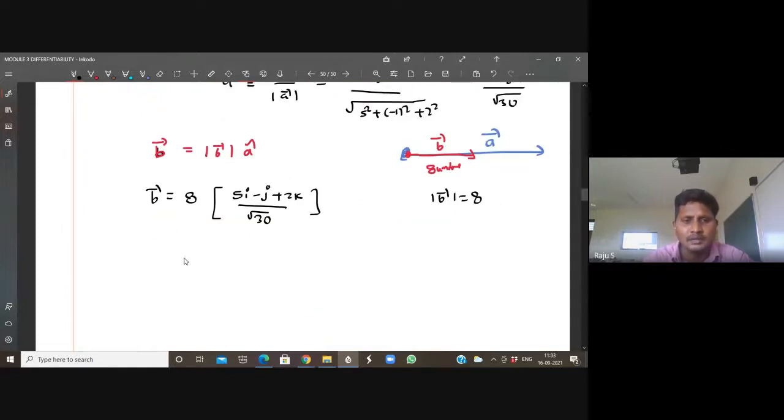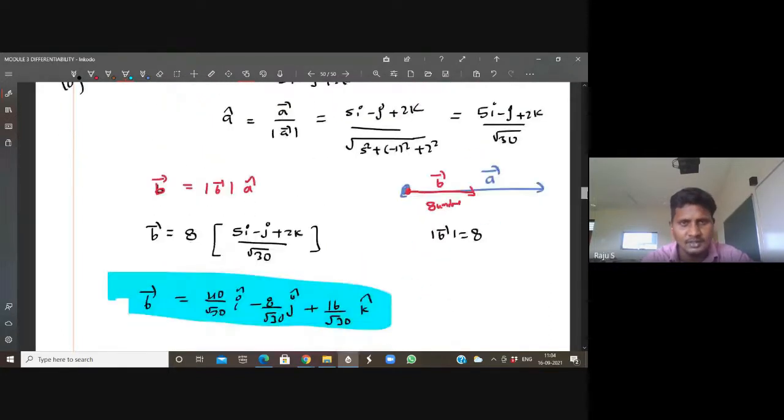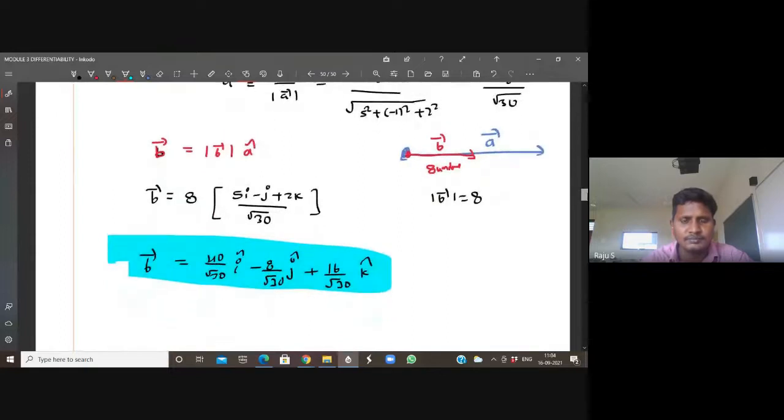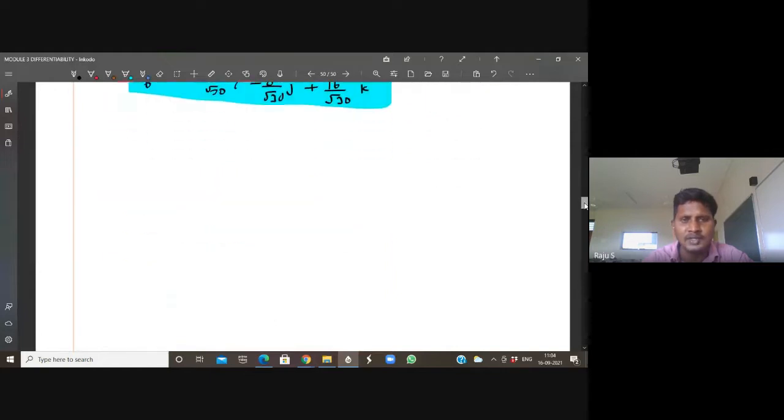You may multiply here. So 8 into 5 is 40, 40 by root 30 into i cap minus 8 by root 30 into j cap plus 16 by root 30 into k cap. This is vector B. Got it? Students, is it clear? So this is the required vector whose magnitude is 8 units in the direction of given vector A. A simple question. For the given vector, you have to find the unit vector, and after that, 8 into that unit vector.